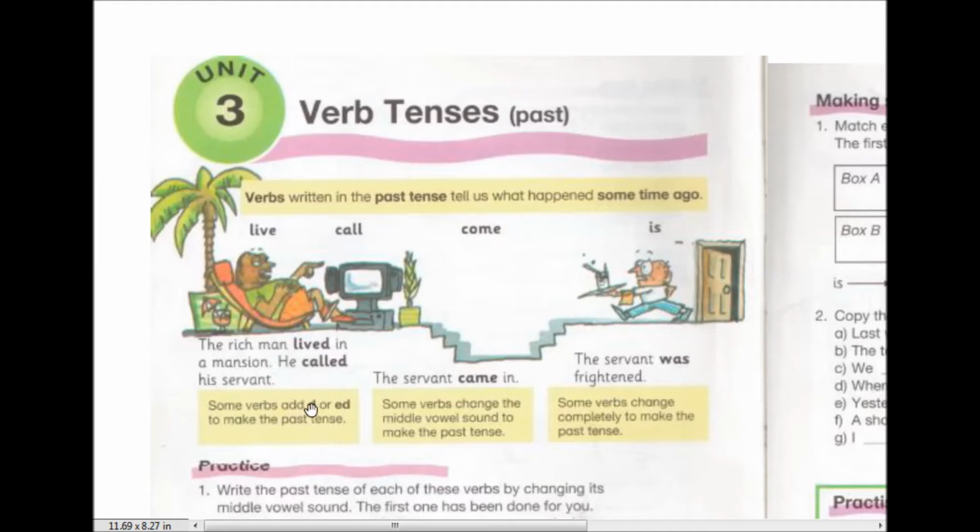Some verbs add d or ed to make the past tense. The servant came in, come. Some verbs change the middle vowel sound to make the past tense. And finally, the servant was, is, frightened. Some verbs change completely to make the past tense.